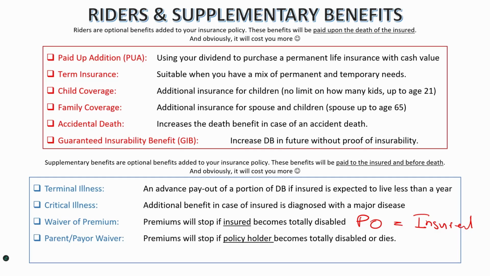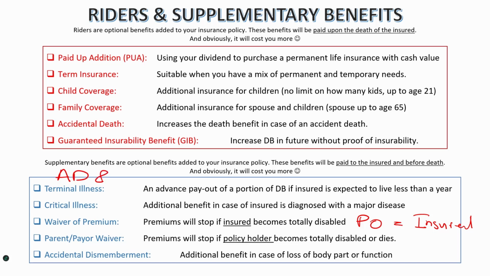And the last one is called accidental dismemberment. This one is that if the insured becomes disabled, there's going to be an additional payment paid to the insured. We also have an insurance called AD&D, all right? I'm just going to write it down here. AD&D. It's accidental death and dismemberment. It only covers you if you die by an accident or if you become disabled because of an accident. That is the only way that they're going to pay. It's not going to pay you on normal death, right? So that is the riders and the supplementary benefits.